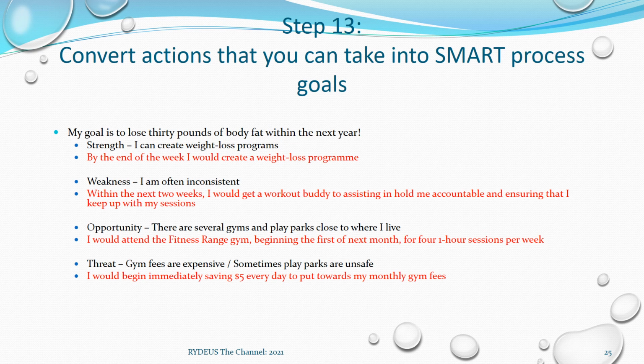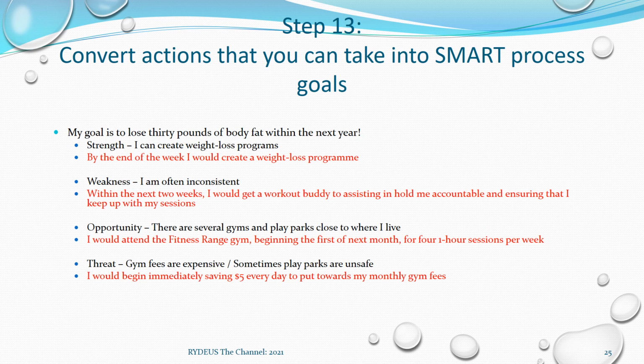In terms of weakness, I mentioned that I am often inconsistent. I start and stop. Now, here's my process goal. Within the next 2 weeks, I would get a workout buddy to assist, that is supposed to be assist, not assistant, to assist in holding me accountable and ensuring that I keep up with my sessions. So, how do I overcome the weakness of being consistent? I'm going to get a workout partner to assist and hold me accountable. When am I going to do that? Within the next 2 weeks. Could I do that? Yes, of course. I have friends, and 2 weeks is not an unreasonable time frame to get a friend to be willing to support you. So you're going to be overcoming your weakness, and that's the process, that's the action that you're going to take to overcome your weakness.